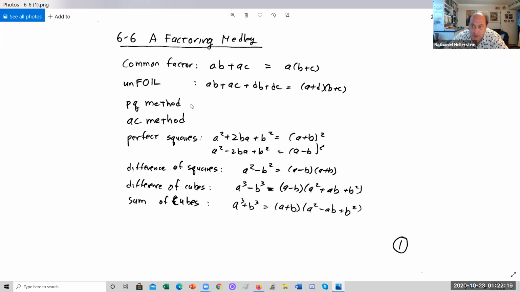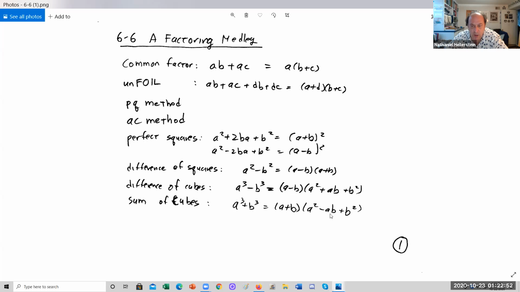There's a PQ method, there's the AC method. We reviewed those, so I'm not describing them right here. There's perfect squares. If you have square plus twice product plus square, that's the square of a sum. Square minus twice product plus square, that's the square of a difference. Difference of squares is difference times sum. Difference of cubes is difference times square plus product plus square. Sum of cubes is sum times square minus product plus square.